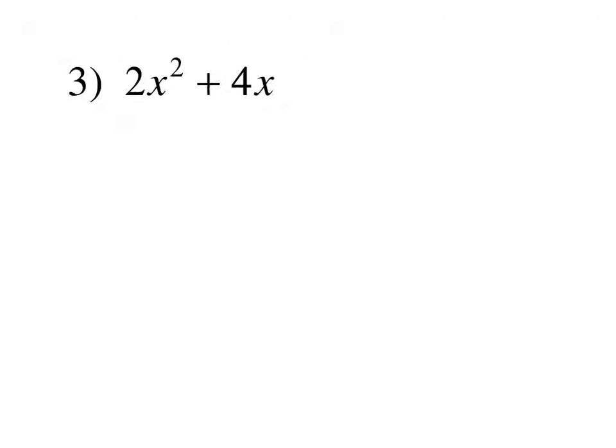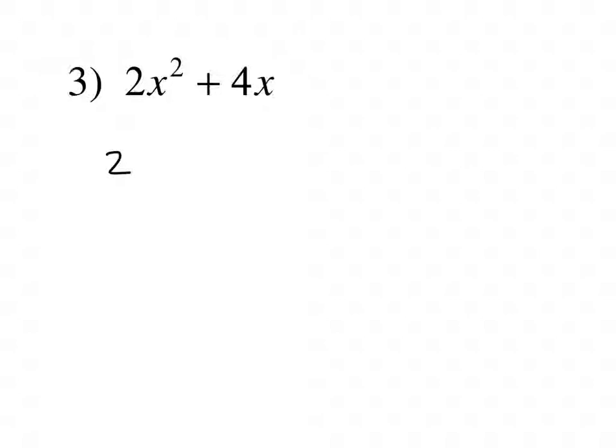Number three, the way I would like you guys thinking about this is to look at the binomial. We have a binomial. Is it written in the proper order? Yeah, x squared's first, then our x term. So now look at the coefficients, 2 and 4. Are there any factors common between 2 and 4? 2. So we're going to be able to pull out a 2.